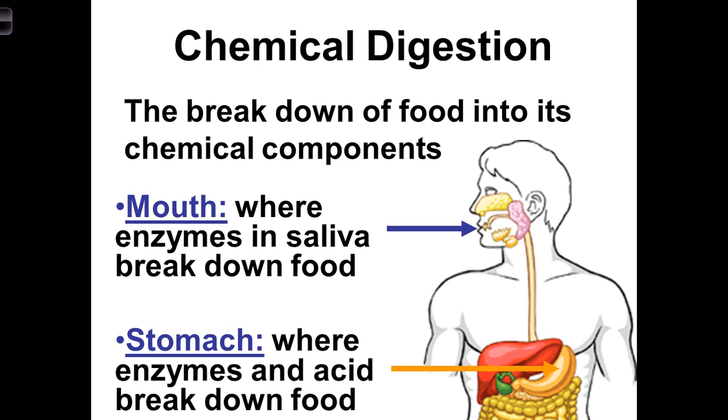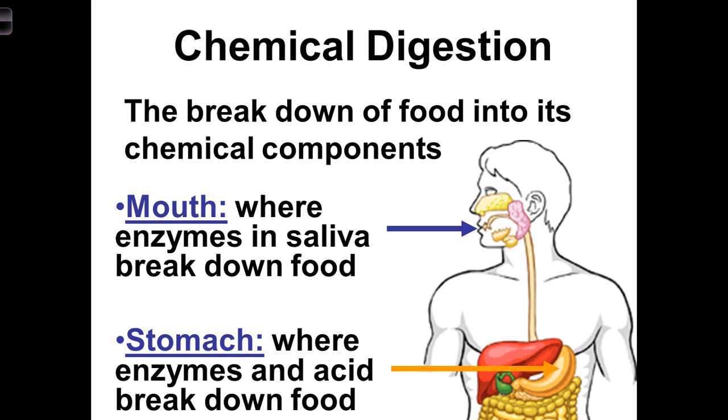Chemical digestion is the breakdown of food into its chemical components. So that's basically saying, like we looked at, proteins are made out of amino acids. So it's breaking down proteins into their amino acids. Starch, for instance, is made out of sugar, out of things like glucose, a type of sugar. So breaking down starch into that sugar. Or fats are made out of fatty acids and glycerol. So it breaks them down into those things.